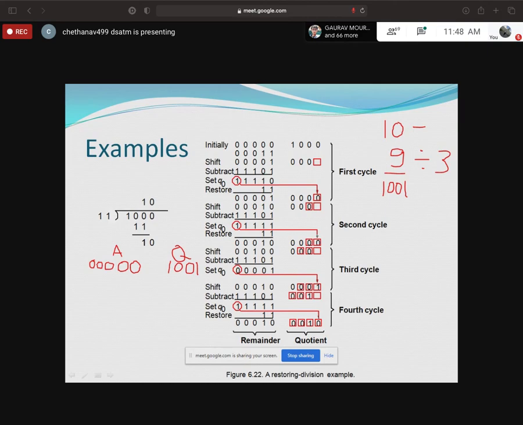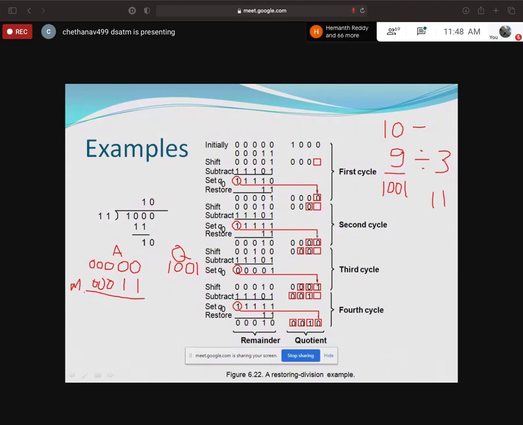Now M, I'll write the M. M means divisor. Who is the divisor? 3 is the divisor. How can you write 3? I'll write 0, 0, 0, 0, 1, 1. That is also fine. You can directly write just 1, 1. If you write 1, 1, by default it is 0, 0, 0, 1, 1. Are you agreed? Both are the same, isn't it? So you can write like this. So your A is also 5 bits, and M, the divisor, will also be 5 bits. This is your A, Q and M.